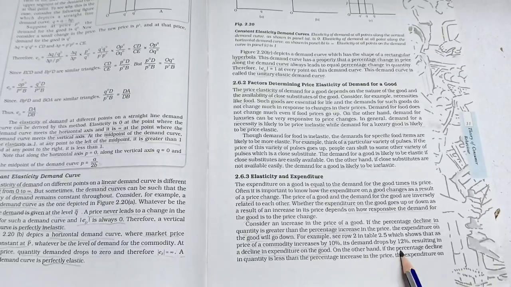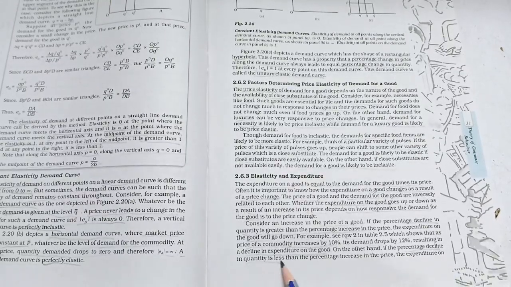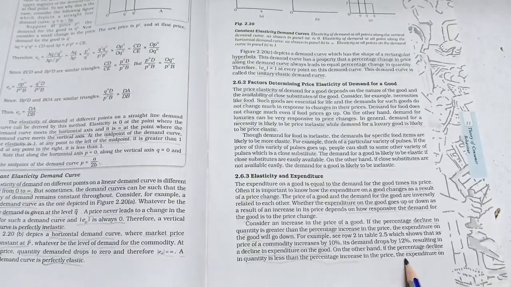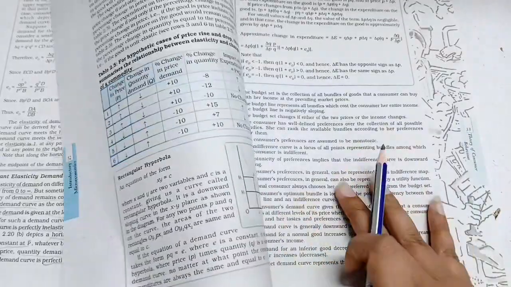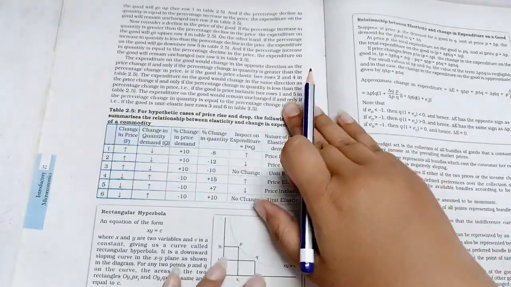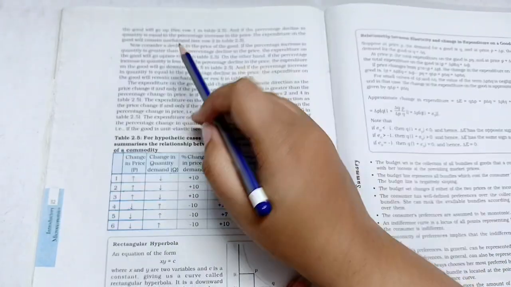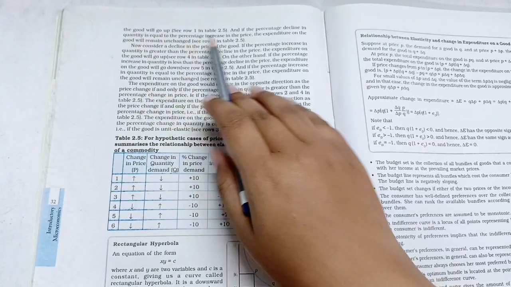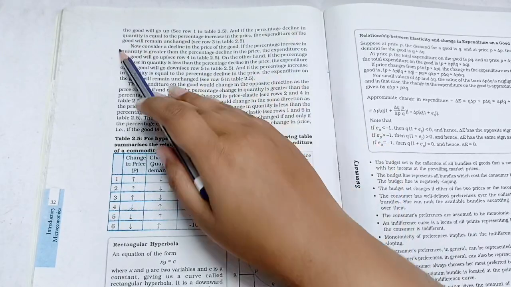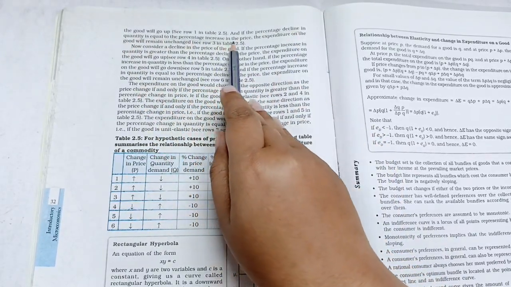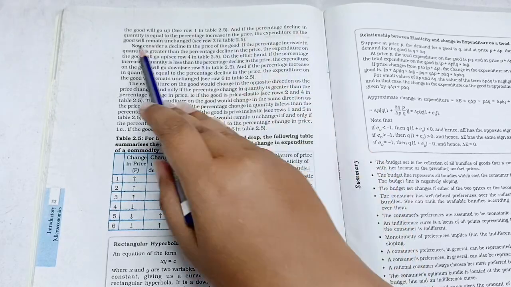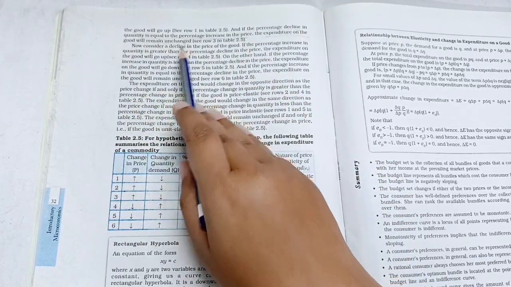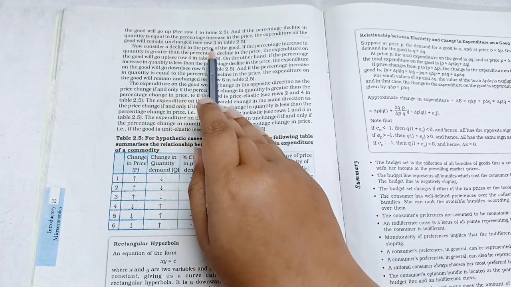On the other hand, if the percentage decline in quantity is less than the percentage increase in the price, the expenditure on the good will go up. And if the percentage decline in quantity is equal to the percentage increase in the price, the expenditure on the good will remain unchanged. Now consider a decline in the price of the good.